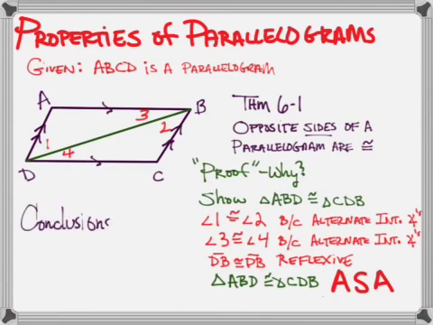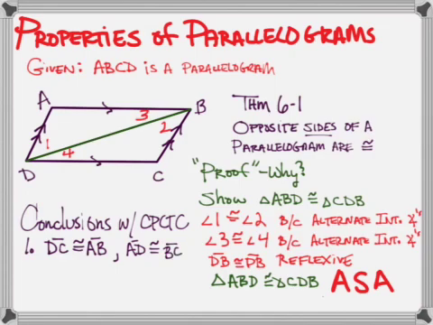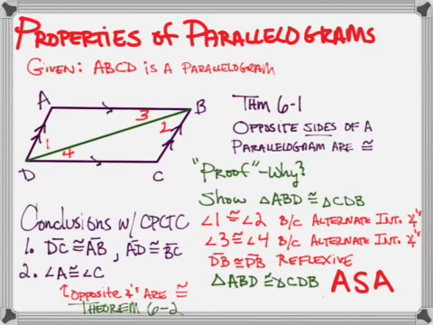And our conclusion from corresponding parts of congruent triangles are congruent is that DC is congruent to AB and AD is congruent to BC. We can also conclude something about the angles. So angle A is congruent to angle C, and in general opposite angles are congruent for a parallelogram. This is Theorem 6.2 within our book.